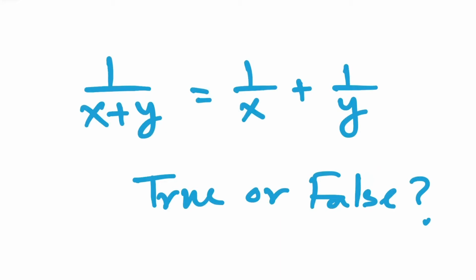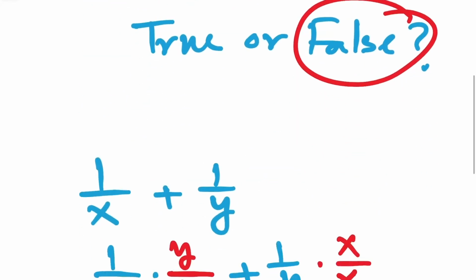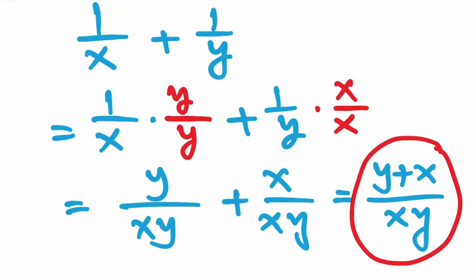So the answer is actually false, okay? They are not the same thing. 1 over x plus 1 over y can be written as y plus x over xy. As you can see, I have already shown you the work.